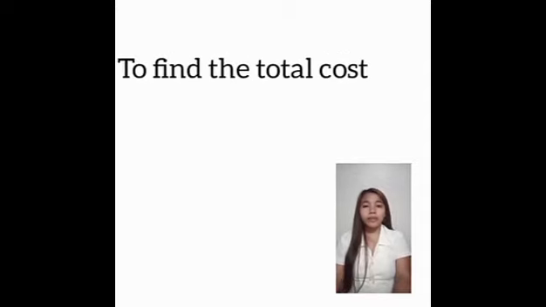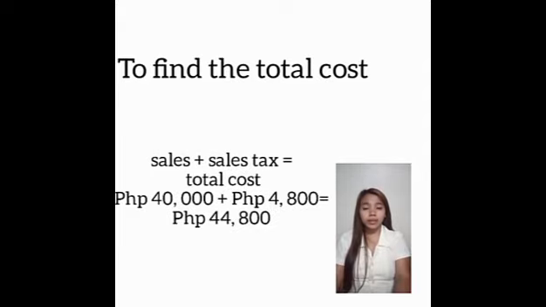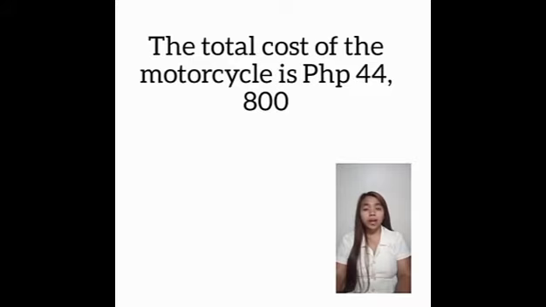Next, we need to find the total cost. In order to find the total cost, we simply add the sales tax to the cost of the sale. So 40,000 pesos plus 4,800 pesos is equal to 44,800. The total cost of the motorcycle is equal to 44,800 pesos.